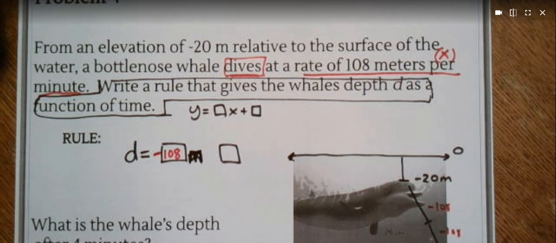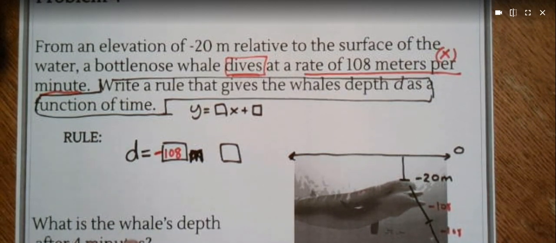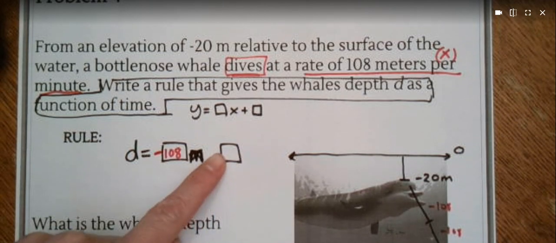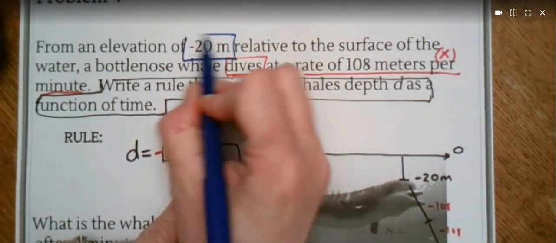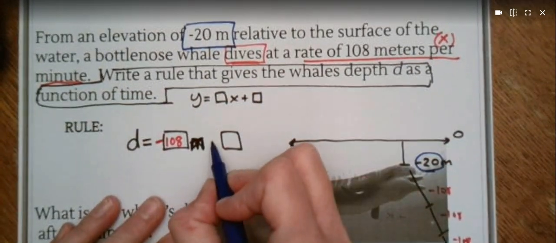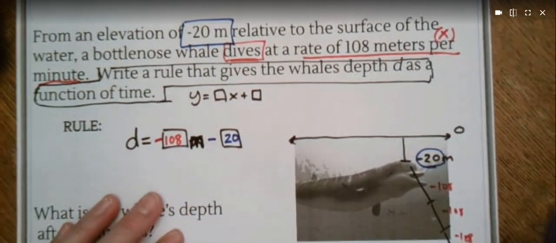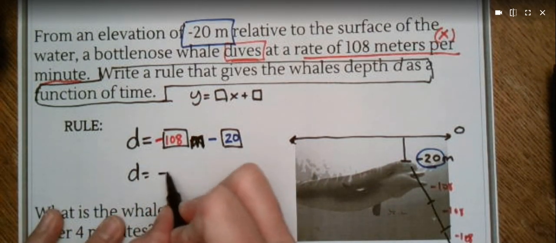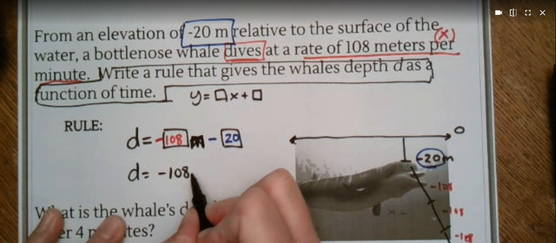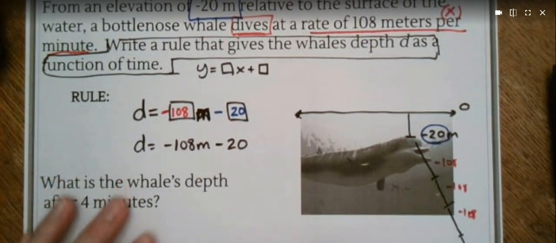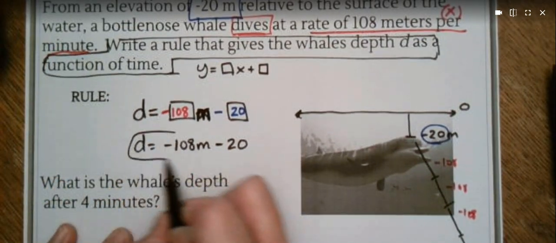Okay, and then what's the constant? What's the amount that does not change? That's where you started here. That's the negative 20 meters. That doesn't change. That's where the whale starts. So that minus 20 is the starting point. So here we have our function. D equals negative 108 meters per minute minus 20, and that's the meters that the whale started at. So here's the function rule right here.